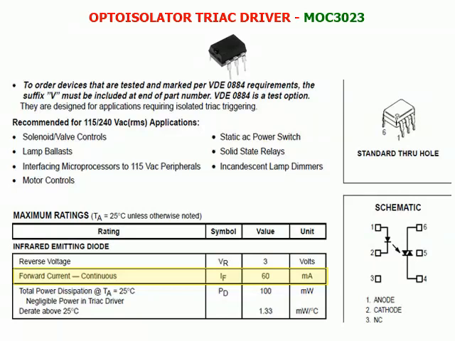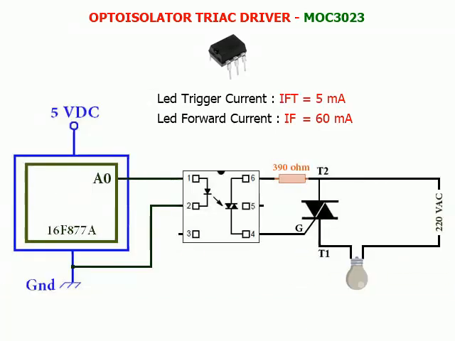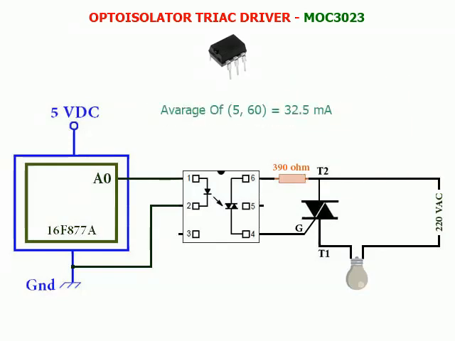Note that the most appropriate choice for the value of the IR LED current is the average value between IF and IFT. It is the value recommended by the manufacturer, as mentioned in the data sheet of the optoisolator. The average value between the two values, IFT, 5 mA, and IF, 60 mA, is 32.5 mA. To adjust the value of the LED current to be as close as possible to this value, a resistor must be added in series with the IR LED as in the figure. We can easily calculate the resistor's value using Ohm's law. The 5 volts from A0 is divided into 3 volts on the LED, 2 volts on the resistor. For a current of 32.5 mA, the resistor is about 60 ohm.